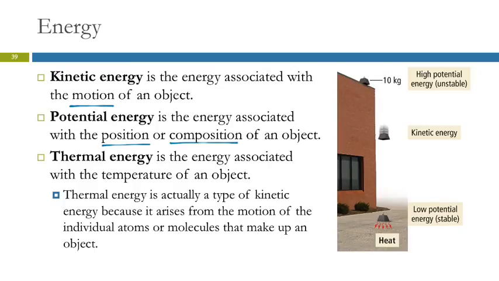The potential energy turned into kinetic energy, but then when it hits the ground, it stopped moving, and now the potential energy is obviously much lower. What happened to the energy? It was transformed into heat energy, or thermal energy. Thermal energy is associated with the temperature of an object. Thermal energy is actually a kind of kinetic energy.